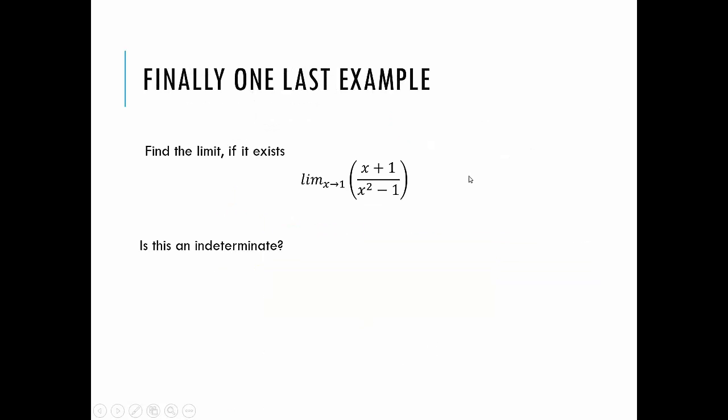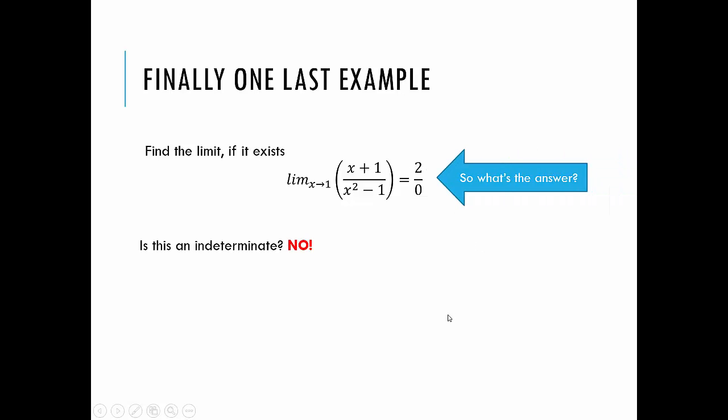All right, let's look at this one. What if I plug in a 1? Is this indeterminate? No, because the numerator's not 0. So what's the answer?